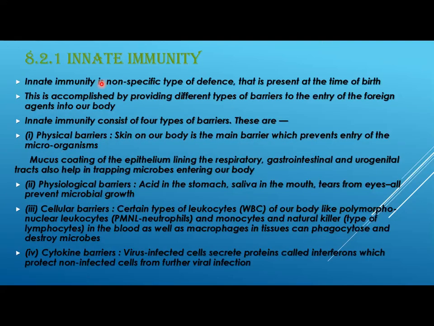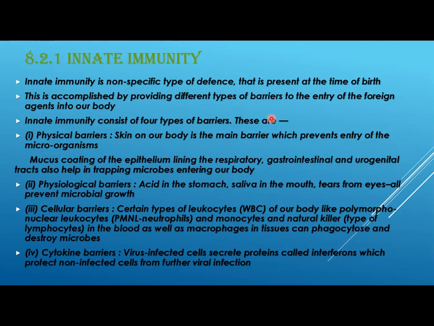Innate immunity. Innate immunity is a non-specific type of defense that is present at the time of birth. This is accomplished by providing different types of barriers to the entry of foreign agents into our body. Innate immunity consists of four types of barriers. These are physical barriers, physiological barriers, cellular barriers, and cytokine barriers.